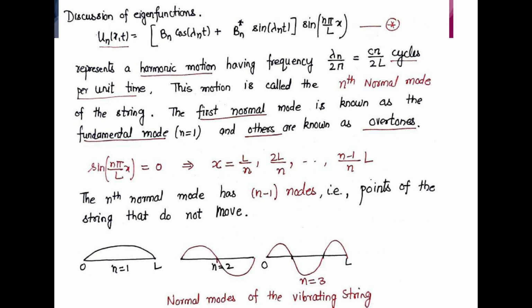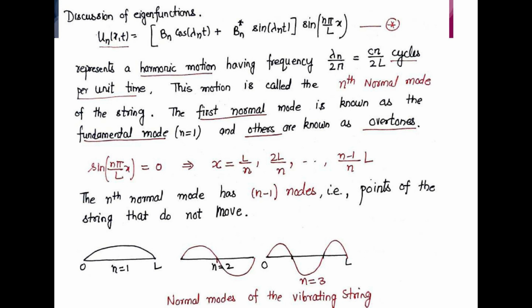Now discussion about the eigenfunctions. The eigenfunction u with subscript n is given by Bn cos lambda n t plus Bn star sine lambda n t, times sine of n pi over L x, marked by star. This represents a harmonic motion having frequency lambda n upon 2 pi cycles per unit time. This motion is called the nth normal mode of the string. The first normal mode is known as the fundamental mode and the others are known as overtones.